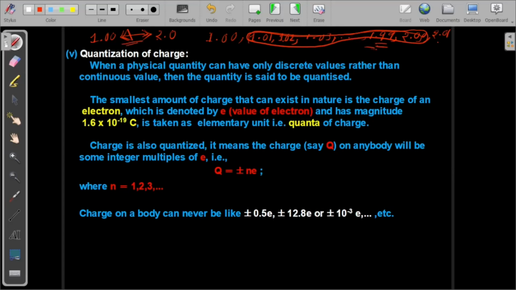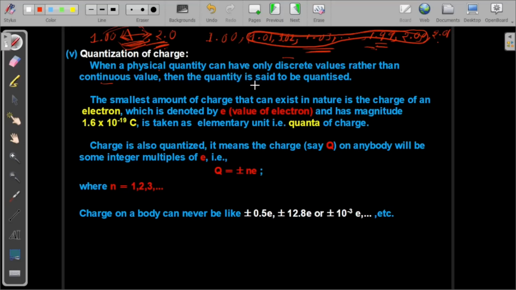This time the number is directly, it is like jumping. It has a discrete value, a completely separate value. So this is called discrete, and you have understood continuous. If a physical quantity has such discrete values, then the quantity is said to be quantized. Okay, understood?